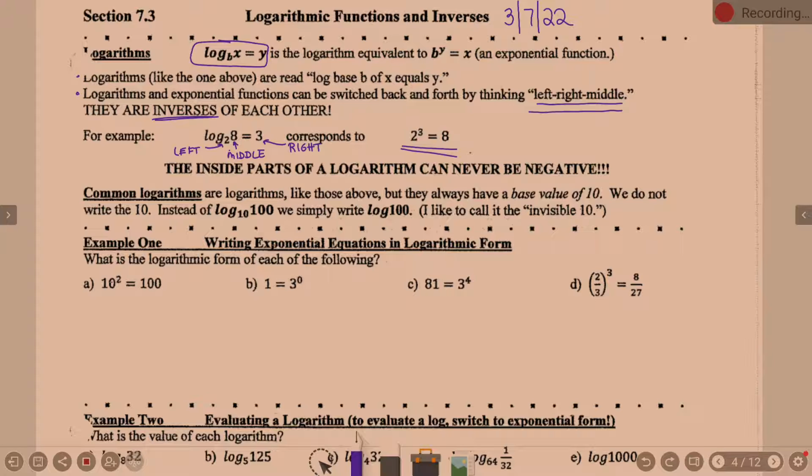And one other piece of important information here: the inside part of a log can never be negative. I know some of you have played with the log button on your calculator. If you try to do log of a negative number, I'm assuming your calculator gives you an error, some kind of error, because you can't take the log of a negative number.